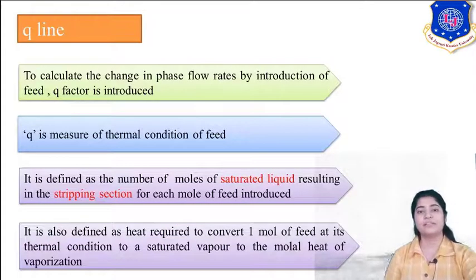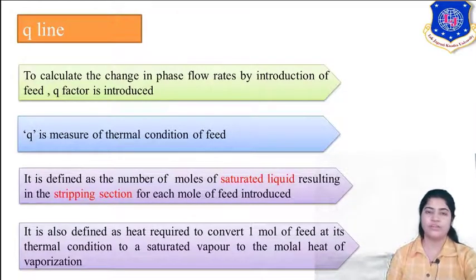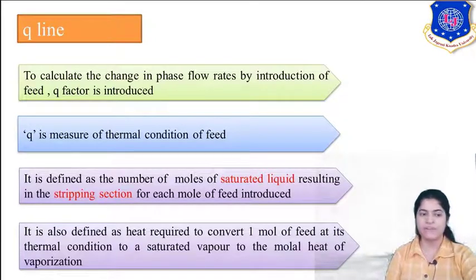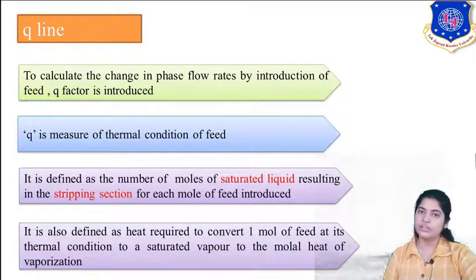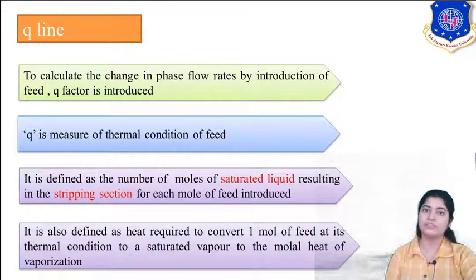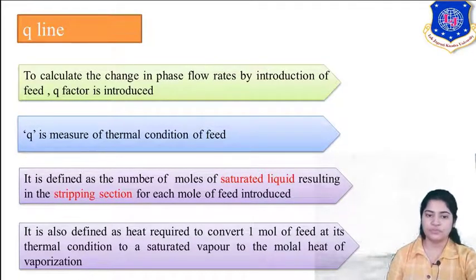The next topic is about Q line. What is Q line? So as we saw, based on the condition of feed, your liquid and vapor flow rate in enriching and stripping section may be different, may be same, right? So here we are introducing a new factor, that is Q. To calculate the change in phase flow rates by introduction of feed, Q factor is introduced. Here you can say that your Q is a measure of thermal condition of feed.